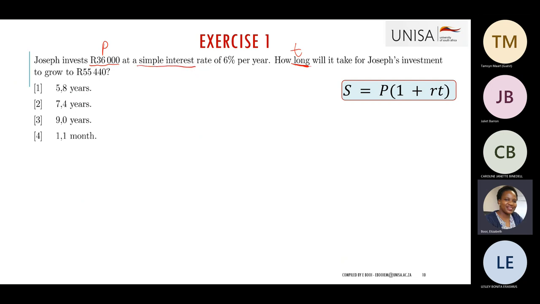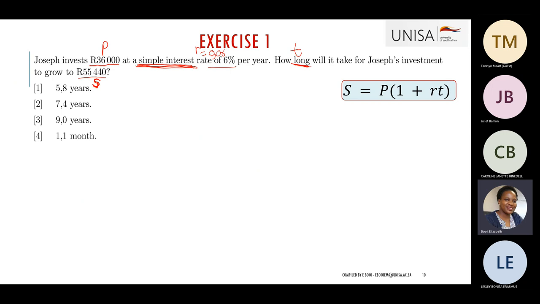And they told us that it is at a simple interest rate. So that will be our R of 0,06 because it's 6%. How long? It's T, and the money needs to grow, therefore in future I will get 55,000, which is my S, the future value. Now, I know what formula I need to use because the statement said simple interest. It's very important to identify what type of interest you are calculating. Later on, you will see that there are two different types, therefore you need to use a different formula. So, for simple interest, we use S equals P times (1 plus RT).